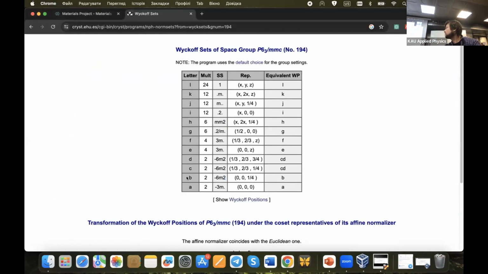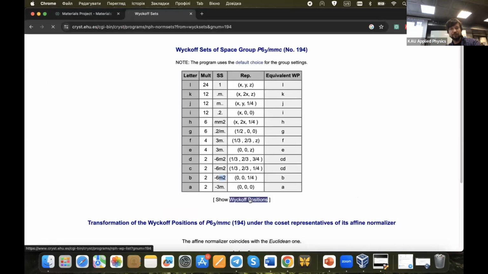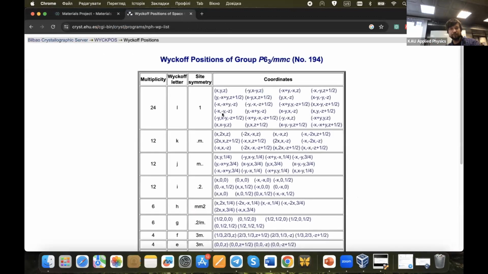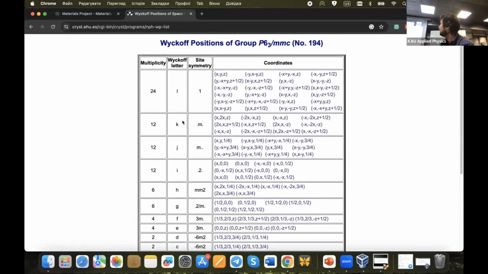So for this B position, if I have an atom in some B position, I can rotate it 6 times, and it will go to the same position. And I can mirror too. So I can make this mirror symmetry twice, for this and for this. And now, what is interesting? We can make more detail.